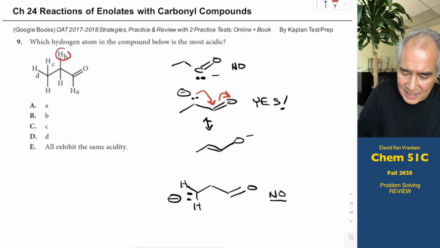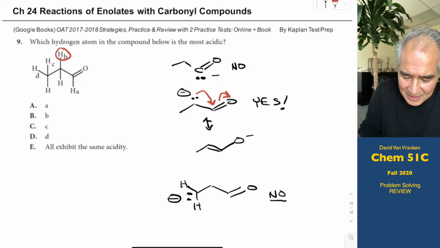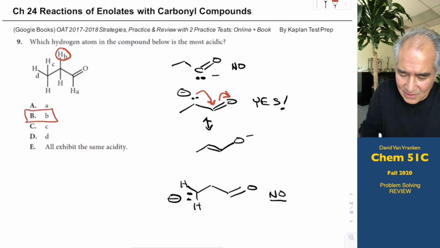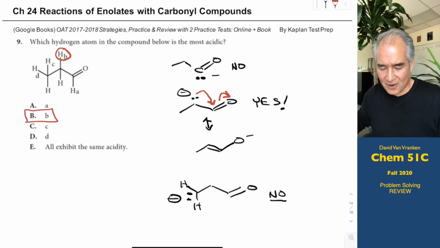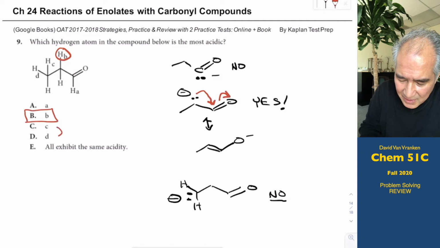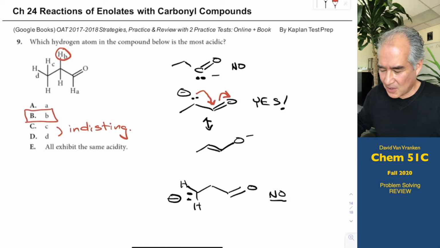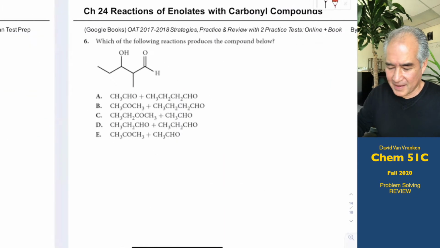That's the one that forms the enolate. And after you've taken two chapters full of enolate chemistry, I would expect you to be able to easily answer this question. So the correct answer here is B. They're not all the same acidity. And then these two are indistinguishable. I'm not sure if I can fit that in here. Indistinguishable. I'll just put "indisting" to kind of abbreviate that. So yeah, you need to know enolate chemistry from our class.